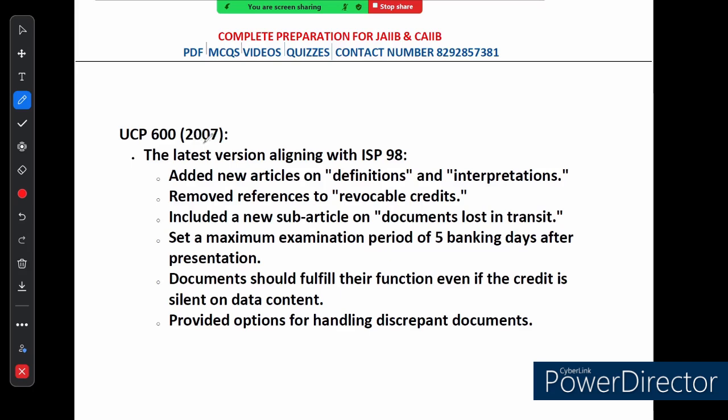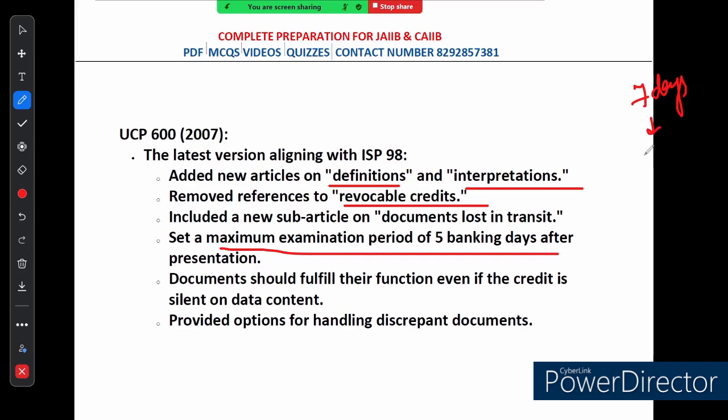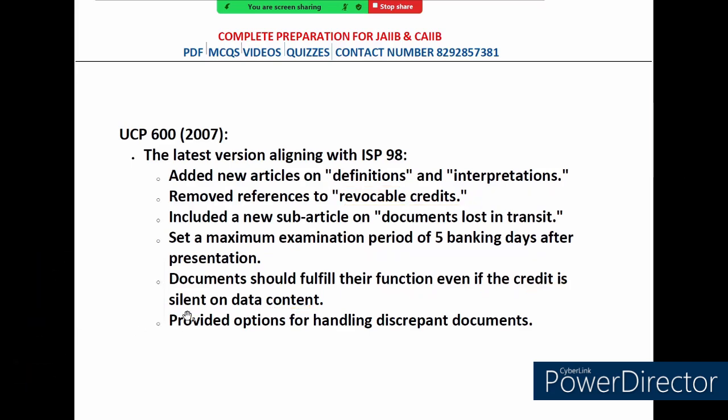These were the changes which were brought in UCP 500, and the latest version was UCP 600, which was introduced on 1st July 2007. It added new articles on definitions and interpretation. It removed references to revocable credit. It includes a new sub-article, and it has set the maximum examination period of 5 banking days. Earlier it was 7 banking days, but it has changed the examination period to 5 banking days. Documents should fulfill their function even if the credit is silent on data content. And it also provided options for handling discrepant documents. That is about UCP 600.